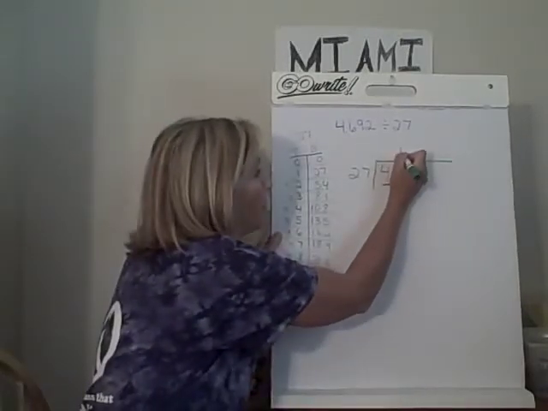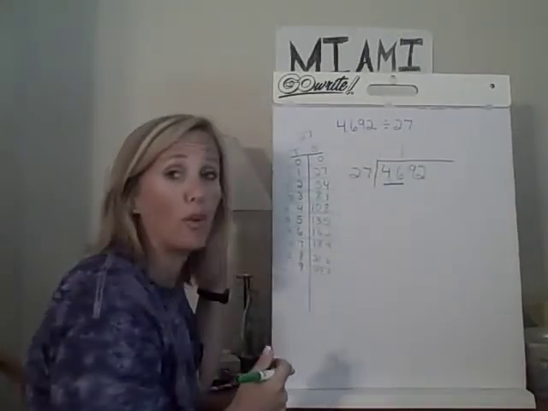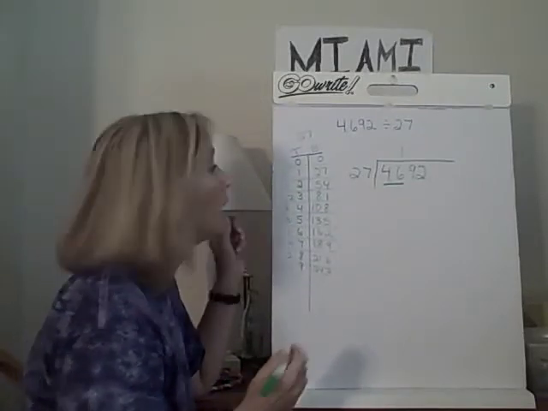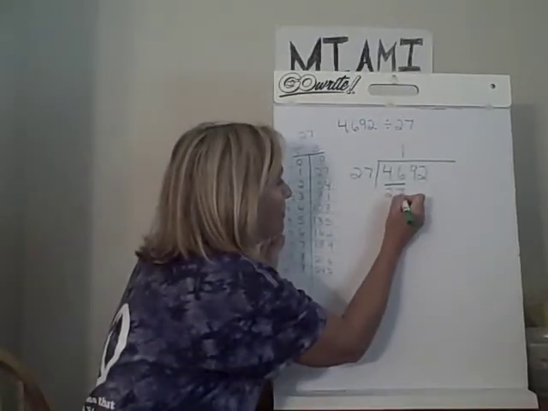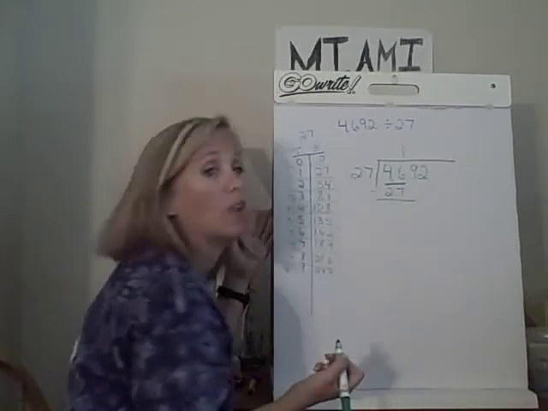I put a 1 on top, being very careful to line up my place values. I know now that my quotient is going to be in the hundreds place. And then I put a 27 on the bottom. Then I have to subtract.